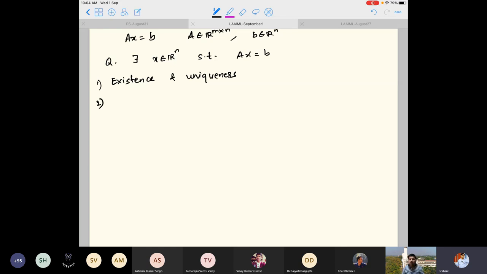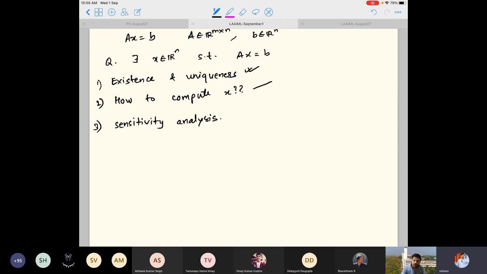The second thing that we want to ask is how to actually compute this x. And the third question we ask is sensitivity analysis, right? So these are the three things that we want to understand for this system of linear equations Ax is equal to b. So this first thing was already done.